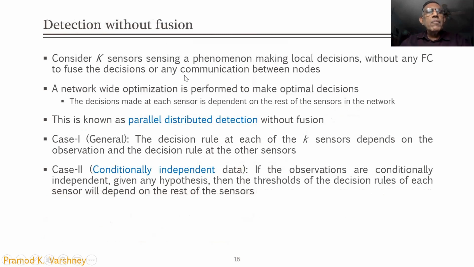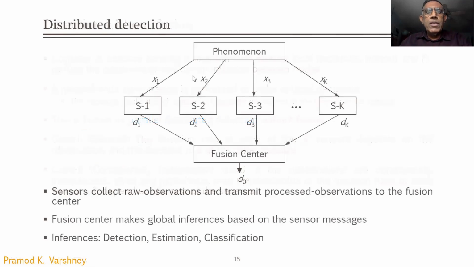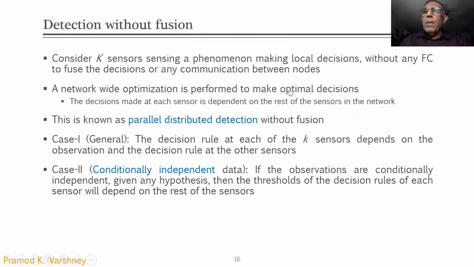So first, I'm going to talk about detection without fusion. Let me go back to this picture. This fusion center is not there. So you still have these sensors making the observations, and they will be making decisions D sub 1 through D sub k. You might think that they can do it independently, but the way we do this is different from the conventional approach: we perform a network-wide optimization, meaning the costs associated with the overall decision-making depend on each other. And in this case, we know it as parallel distributed detection without fusion, because there was no fusion center.